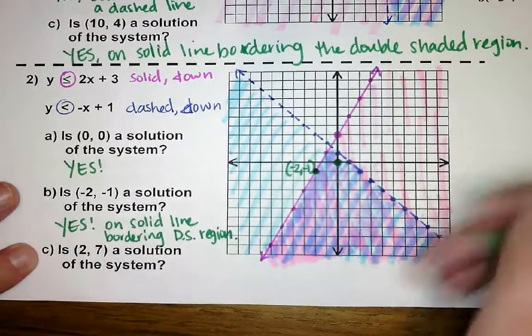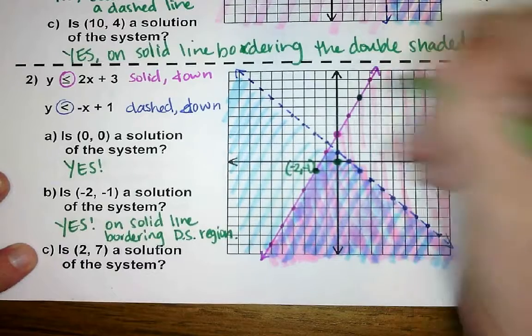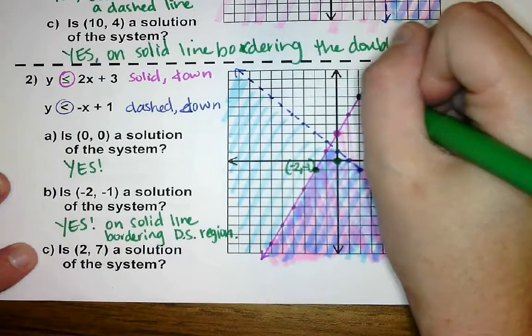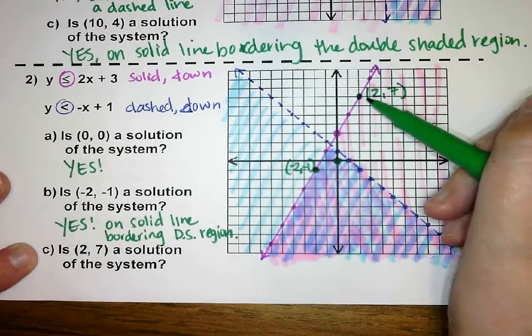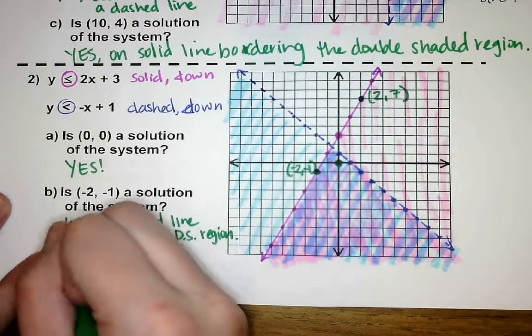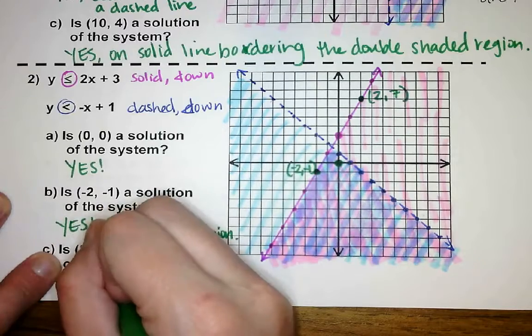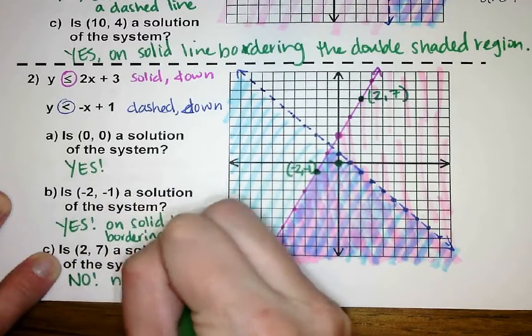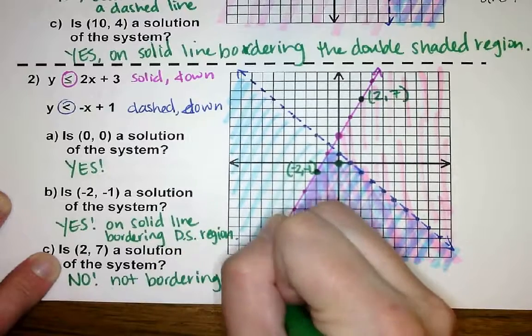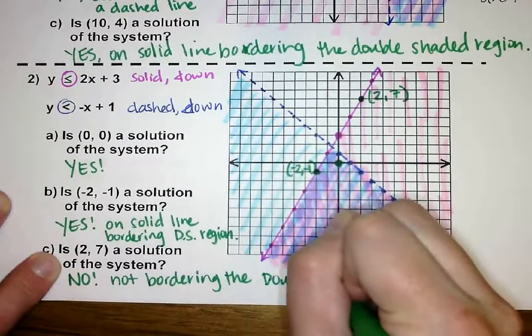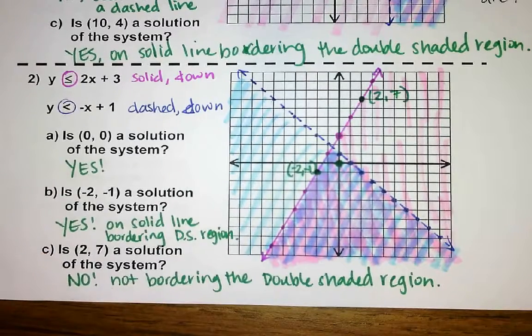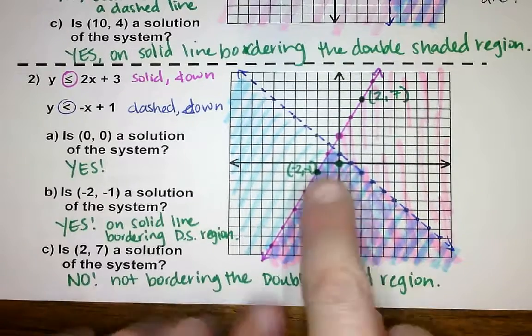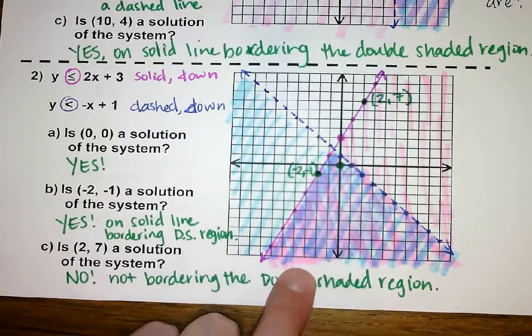And then 2, 7. Is this guy a solution? Way up here. 2, 7. No, it is on a solid line, but it's not bordering the double shaded region. Does that make sense, guys? So yes, it's on a solid line, but it's not bordering that double shaded region. So for it to be a solution, it either has to be inside of it or literally right next to it. Does that make sense, Ian?